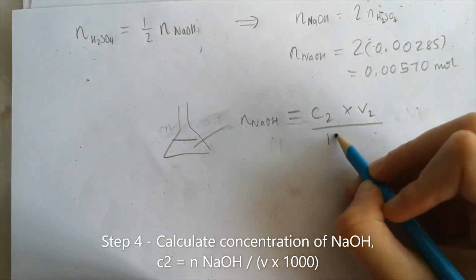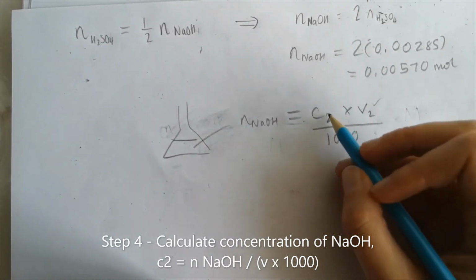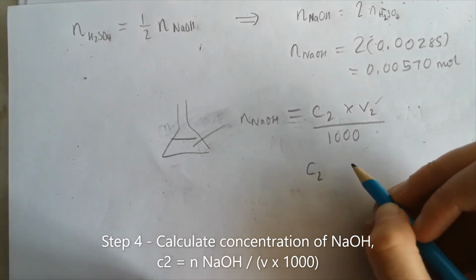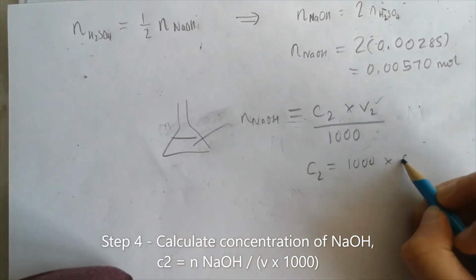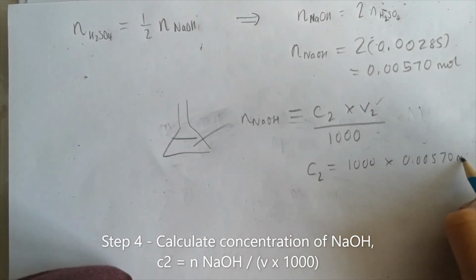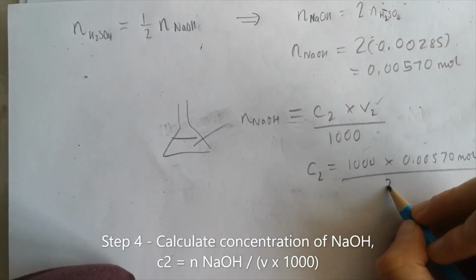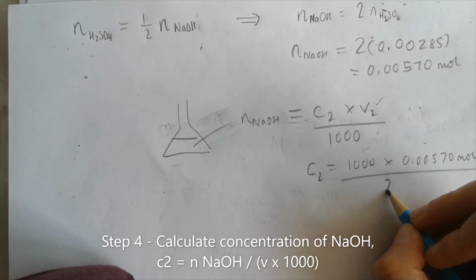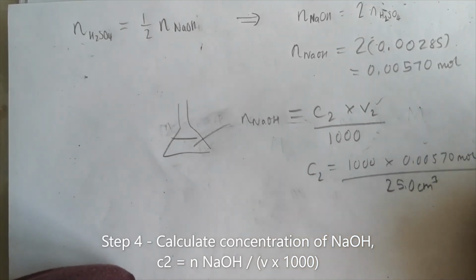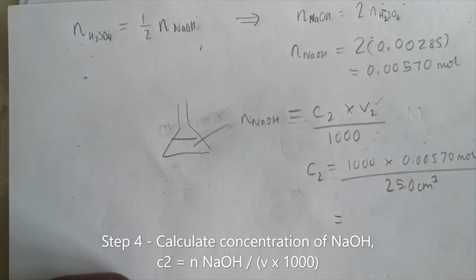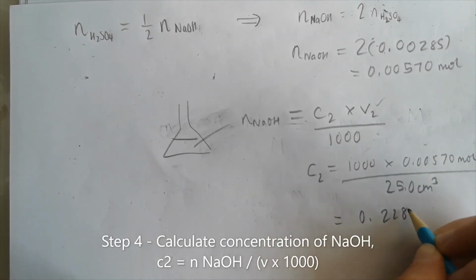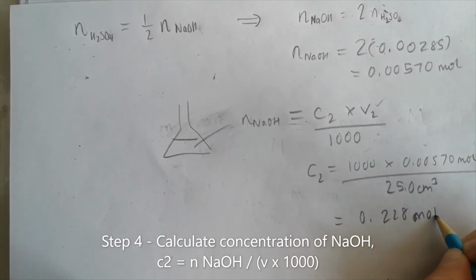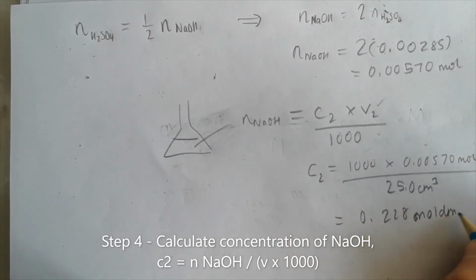So now that we know the number of moles of NaOH in the bottom, we can find the concentration, which was unknown. So we knew V2, but we wanted to find C2. So C2 can be found by doing the calculation as before. But now we have a much higher concentration. In fact, the concentration is double, so we have a concentration of 0.228 mole per decimeter cubed.